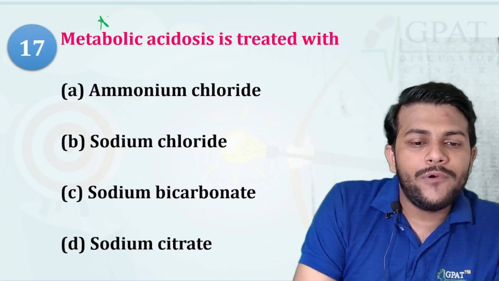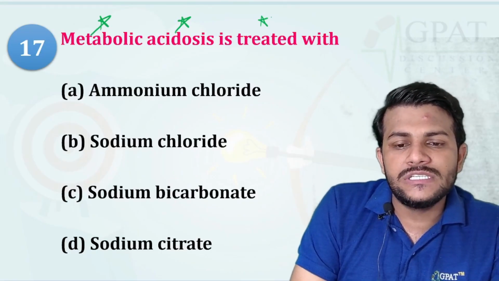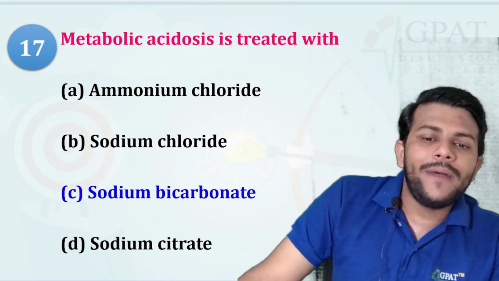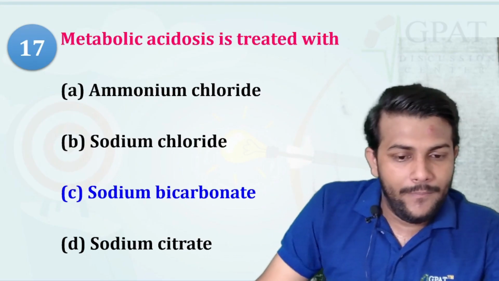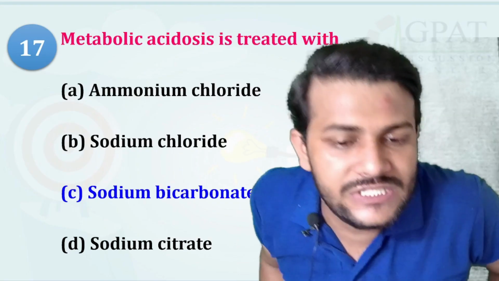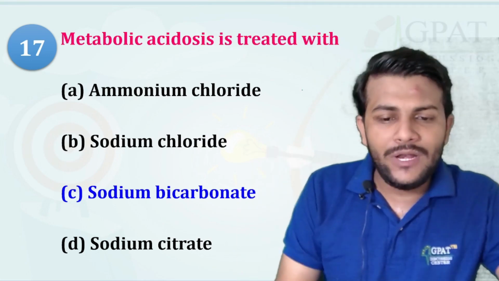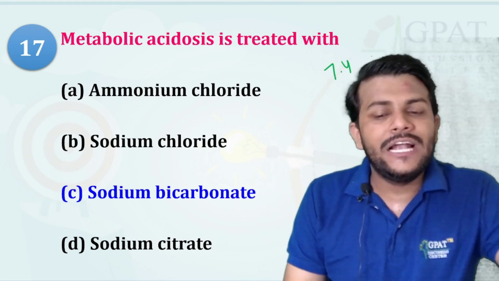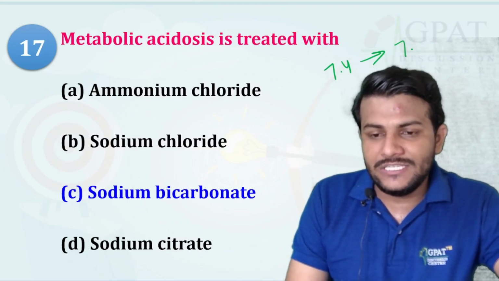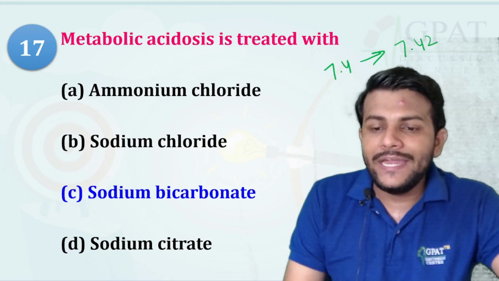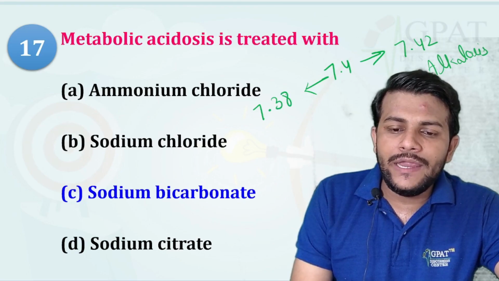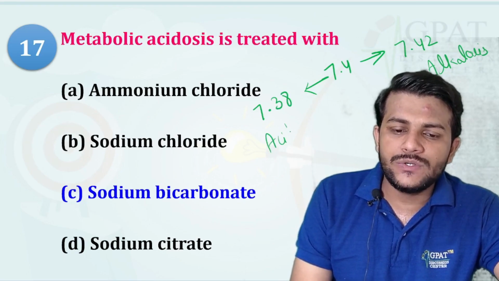Next, metabolic acidosis. Metabolic acidosis is treated with your sodium bicarbonate, or we can say we can use the soda bicarb just for metabolic acidosis. Sir, what is metabolic acidosis? As students, I had told you that the pH of the blood is 7.4. If it exceeds 7.42, it is called alkalosis. If it goes down below 7.38, it is counted as acidosis.